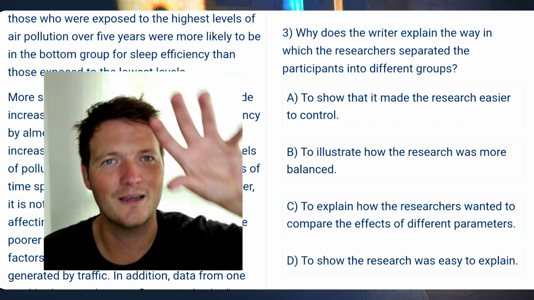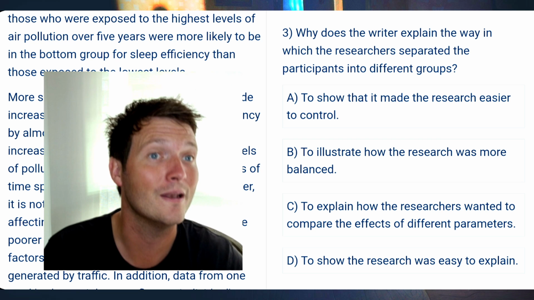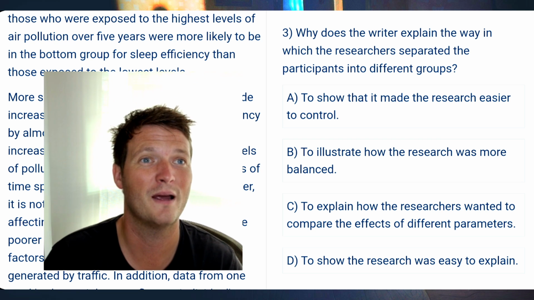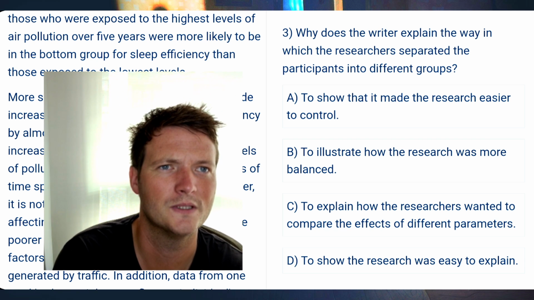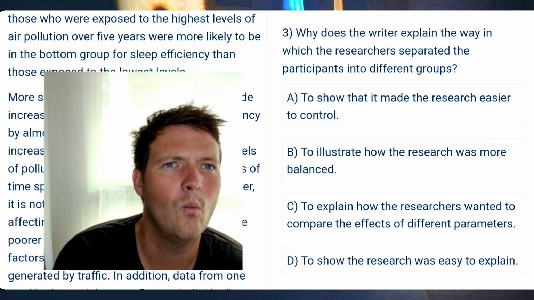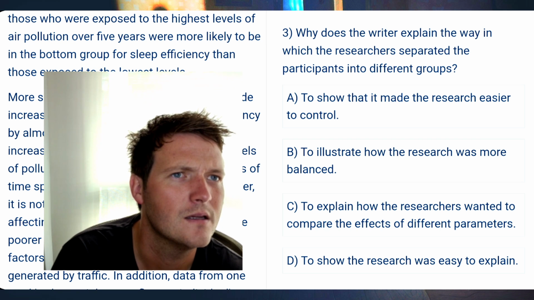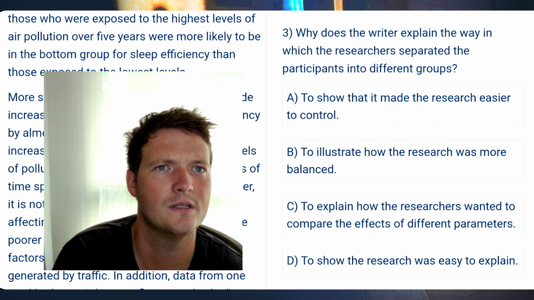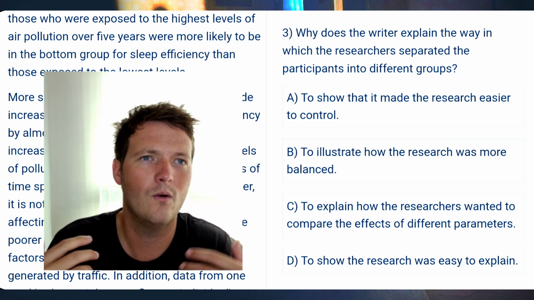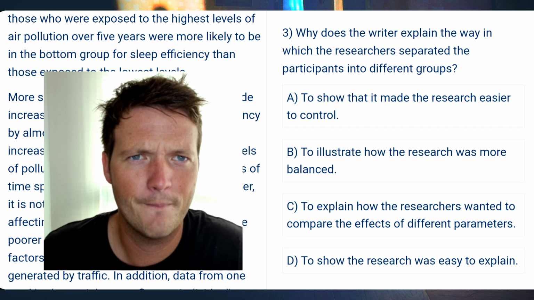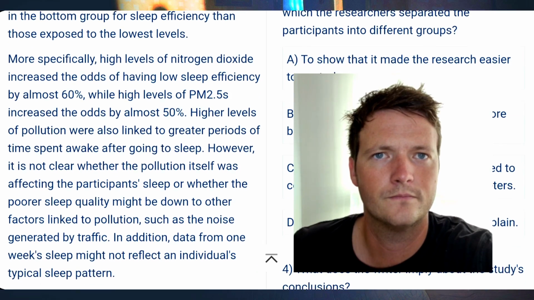Yeah, see there, I think on this website, they've put the first 2 paragraphs together, and now we're in the third paragraph, I think, because this is where they talk about separating the participants, no? Why does the writer explain the way in which the researchers separated the participants into different groups? What's the point? Why does he explain that? So let's go back and have a look at what we read before.